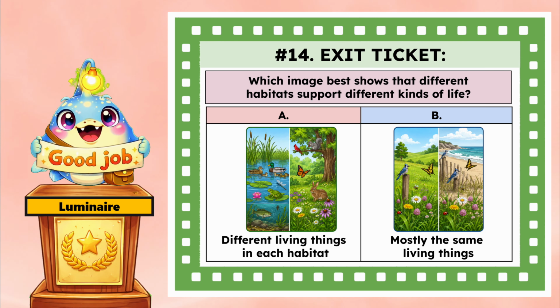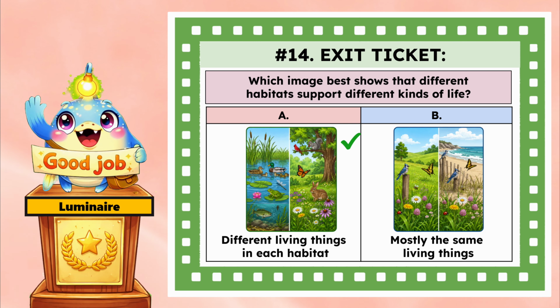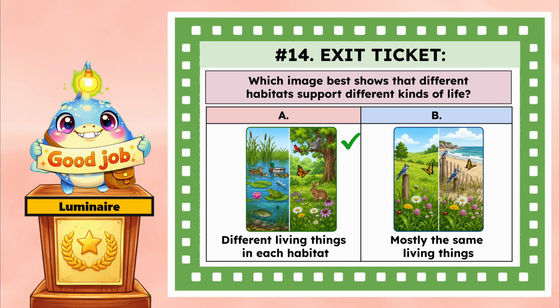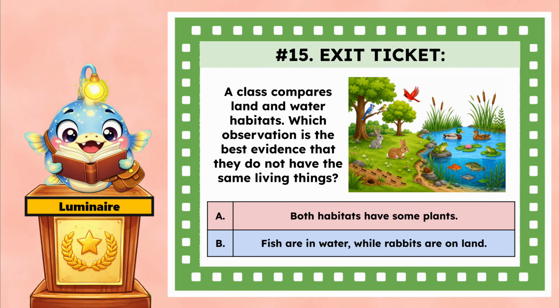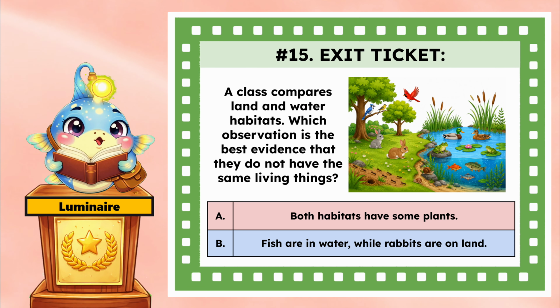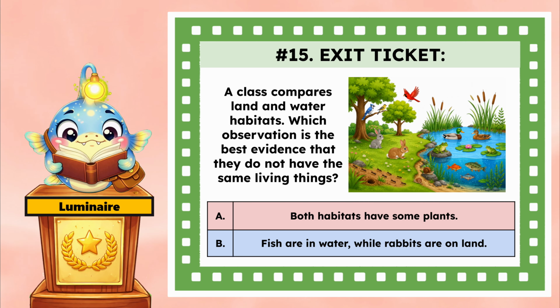And the correct answer is letter A, different living things in each habitat. A class compares land and water habitats. Which observation is the best evidence that they do not have the same living things?